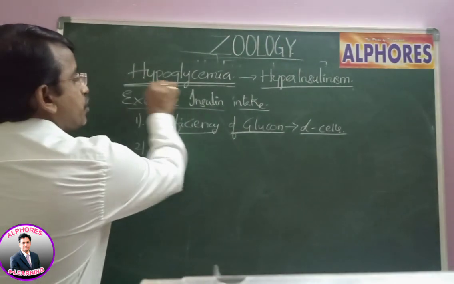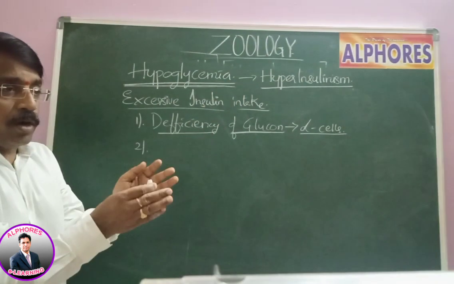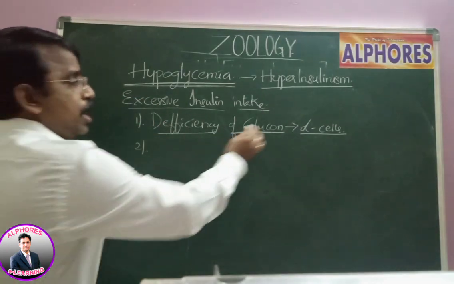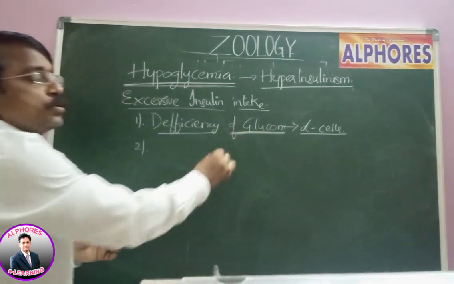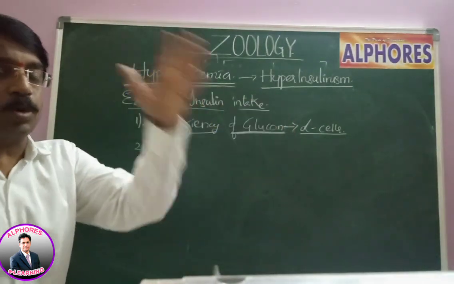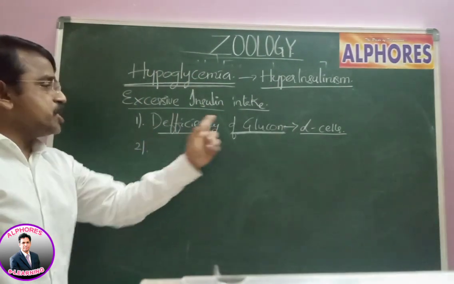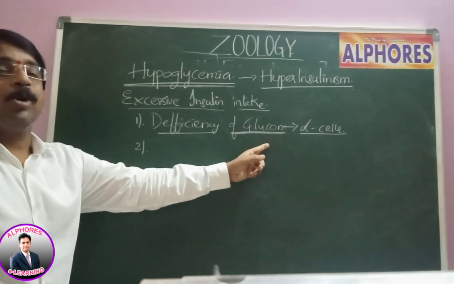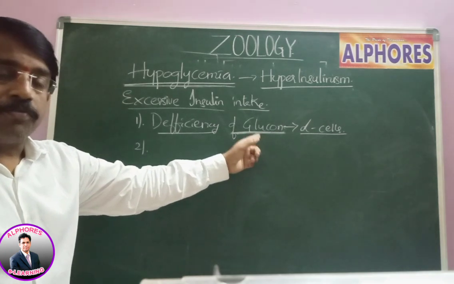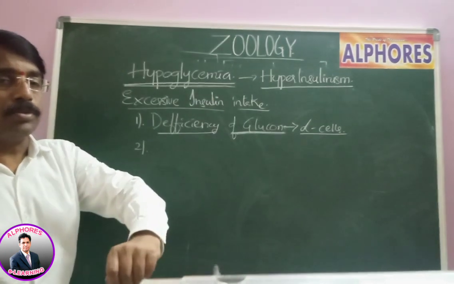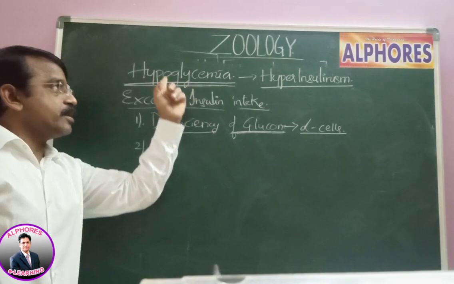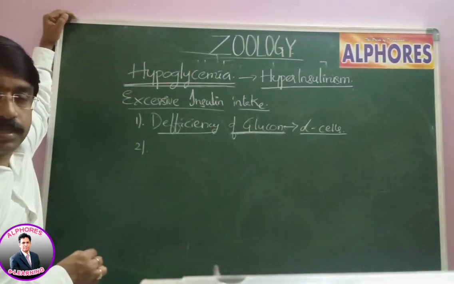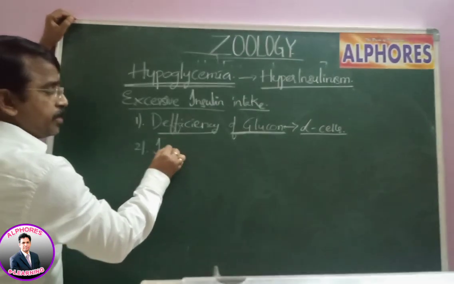The point to remember is that in the liver, the alpha cells secrete glucagon, and glucagon converts glycogen into glucose, so it increases glucose levels. So here, the alpha cells fail to secrete glucagon, so glycogen fails to convert into glucose, and glucose levels decrease. That's what hypoglycemia is. The second point to remember is insulin excess.